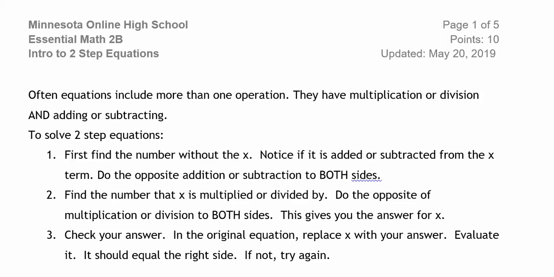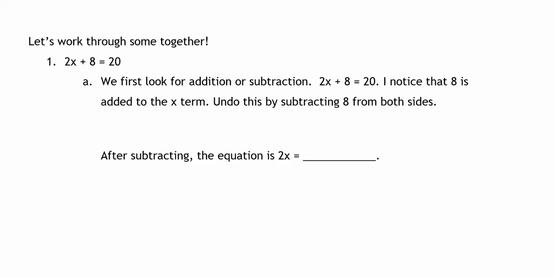So let's go ahead and look at number 1 together on our worksheet. The first problem we're going to solve is 2x plus 8 equals 20. Our goal is to get x by itself. In two-step equations, we first have to undo our adding or subtracting. Remember, this is the number that doesn't have an x right after it.